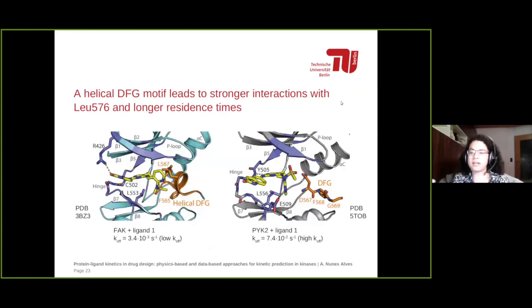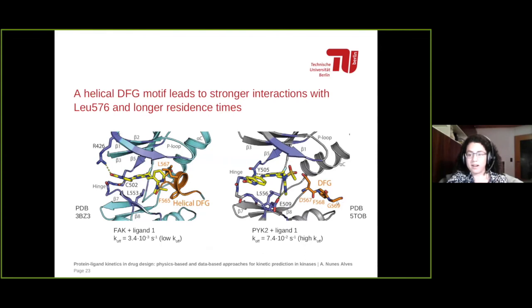And when we check again the crystal structures here, we have FAK bound to ligand 1, a very low K-off value, that's what we want. And here we have PYK2 bound to ligand 1, a high K-off value. And here, if we look at the leucine, we can see that the DFG motif, an important motif for the function of kinases, is in a helical shape here. And this is why leucine is interacting strongly with the inhibitor.